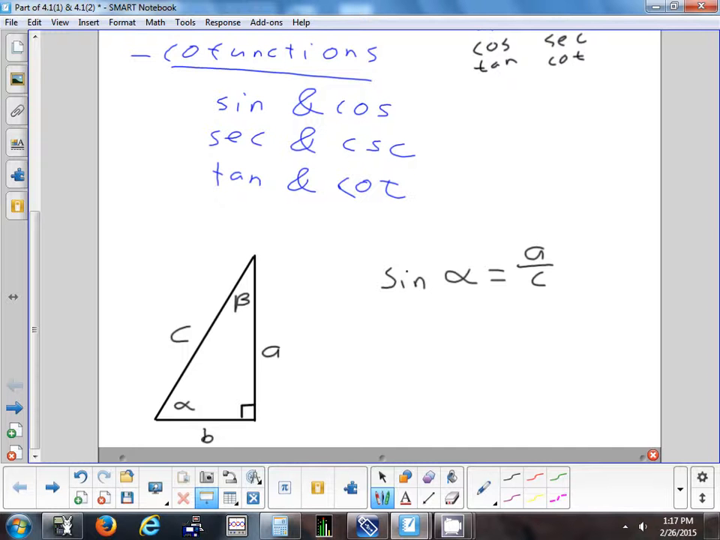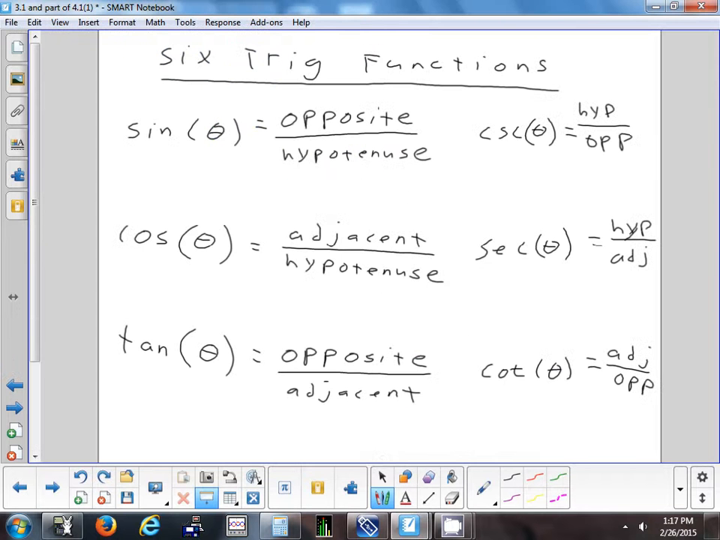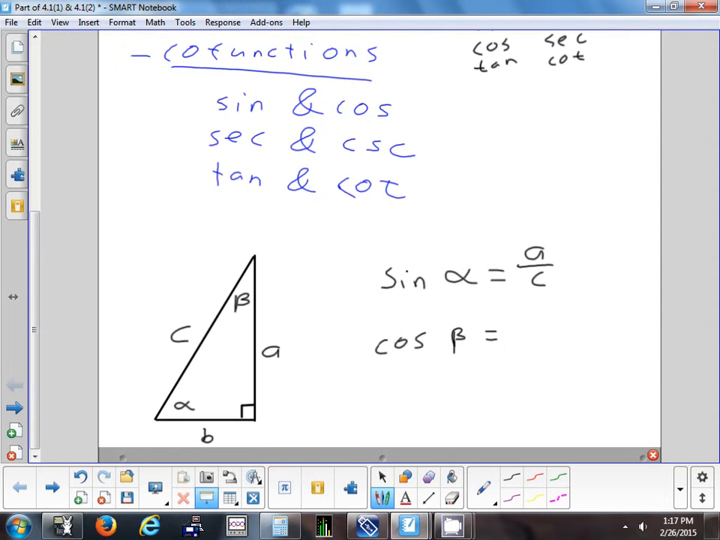Okay, let's find something else. Let's find the cosine of beta. So cosine, that's adjacent over hypotenuse. Okay, Jalen, what side is adjacent? A. Good. And what's the hypotenuse? Still C. What do you notice about the sine of alpha and the cosine of beta? Same thing. They come out to exactly the same thing. Okay, maybe just a coincidence.